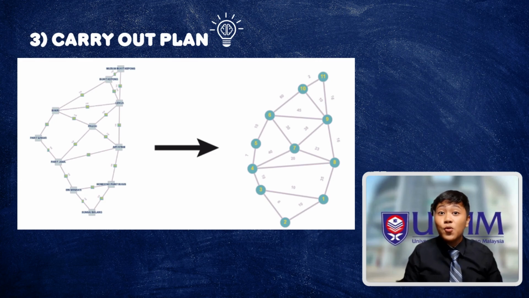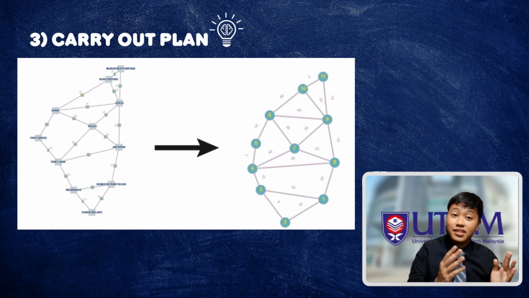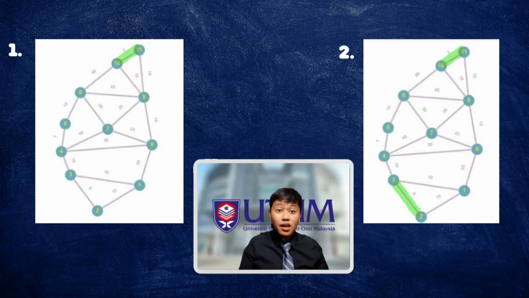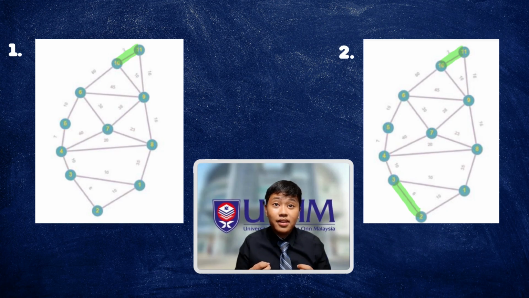The first step, we need to assume all the vertices or the places in the first graph, and change them to the second graph, just like in the diagram, to make it easier to solve. So, we use the Kruskal algorithm to solve this problem. The shortest edge in this graph is 2, which is at vertex 11 and vertex 10. So we need to highlight it.